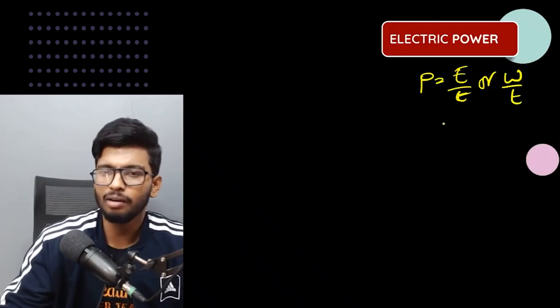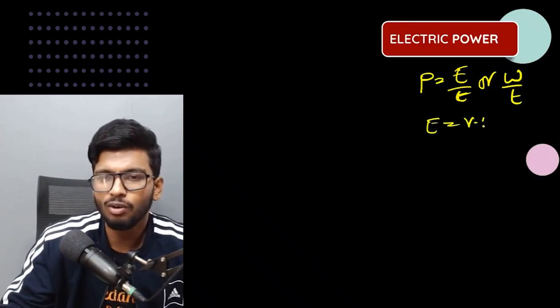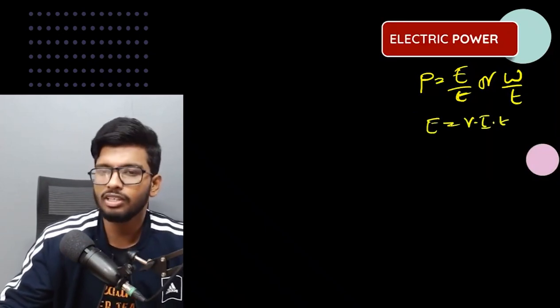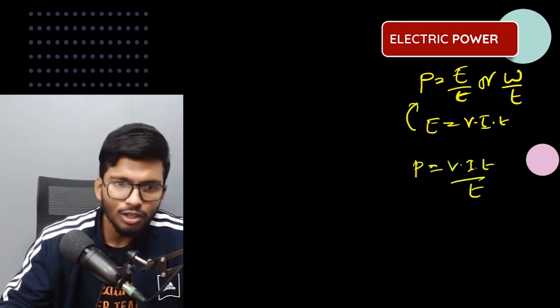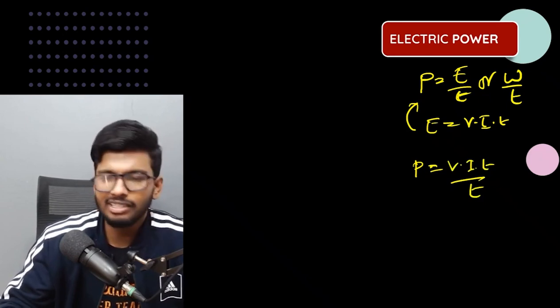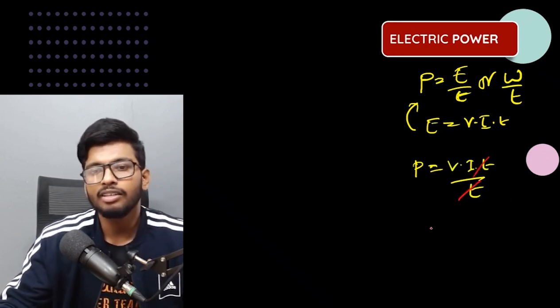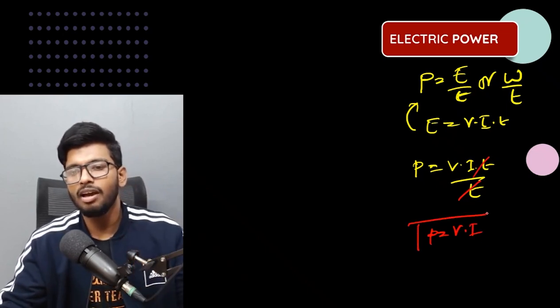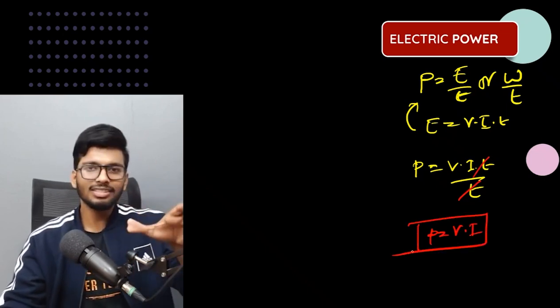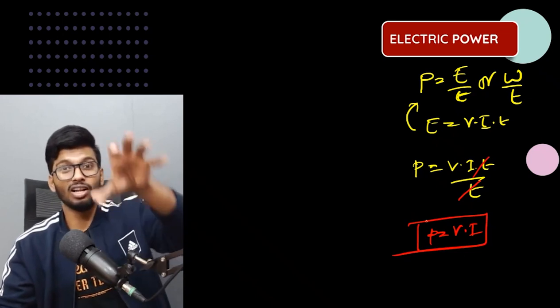Now we just saw that E is equal to V into I into T. So when you substitute that in this equation, P is equal to V into I into T divided by T. From here, T gets cancelled. T and T say bye bye. So what you are left with is P is equal to V into I. This is the base formula over here.